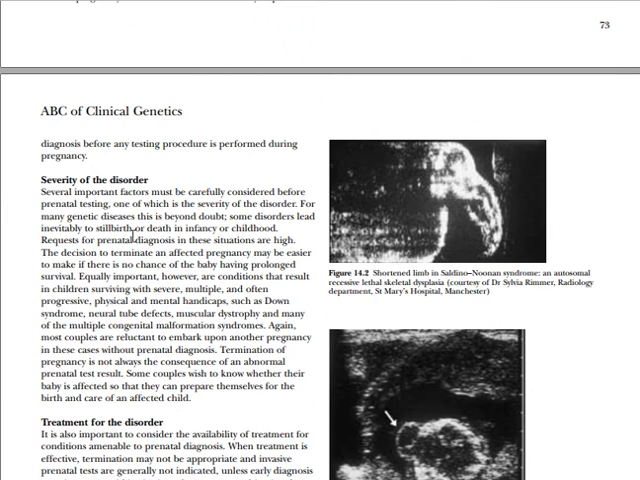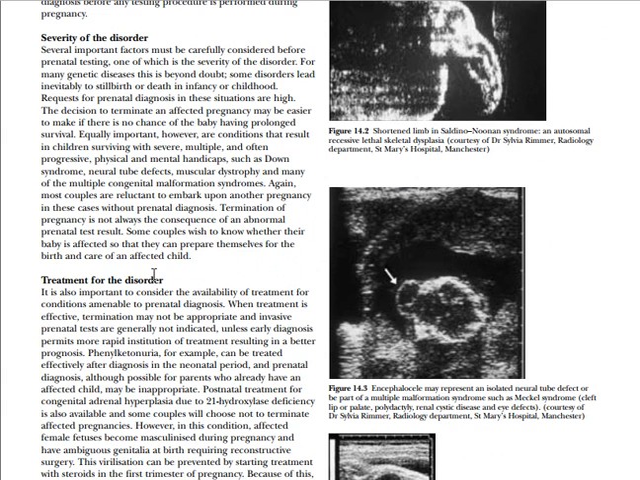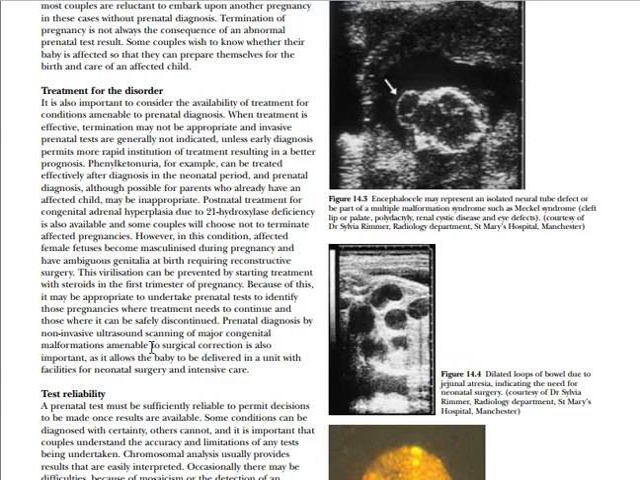If there is a severe disorder, several important factors must be carefully considered before prenatal diagnosis, one of which is the severity of the disorder. For many genetic diseases, this is beyond doubt. Some disorders lead to inevitable stillbirth. So when there are certain disorders, you should do the diagnosis. When the treatment is not known, you should do prenatal diagnosis.